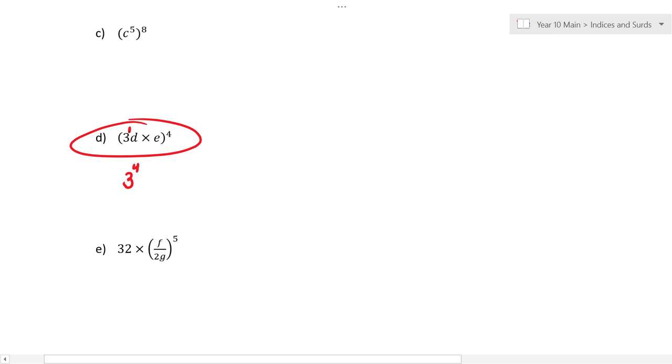And what we then have to do is, a lot of you got D4, E4, but of course you've got to simplify that. 3 to the power of 4 is 81. So the answer is 81, D to the power of 4, E to the power of 4.